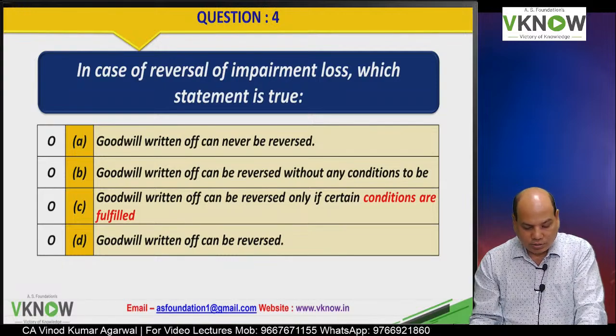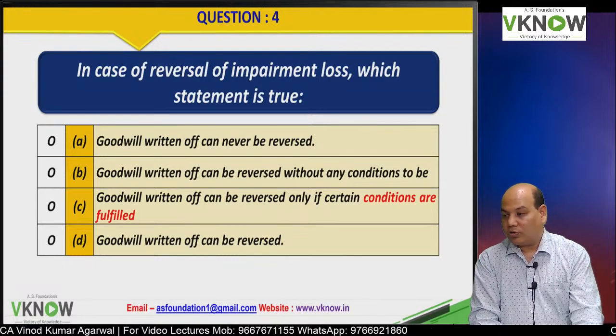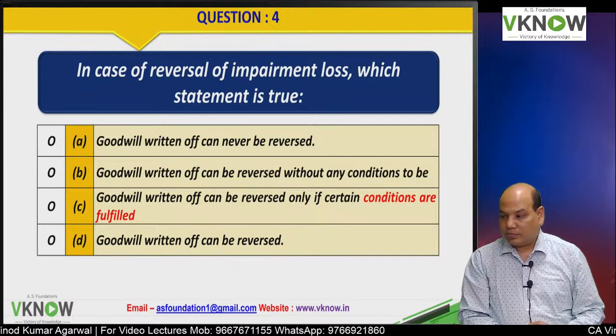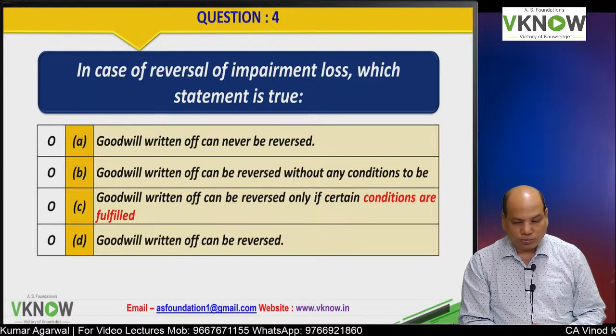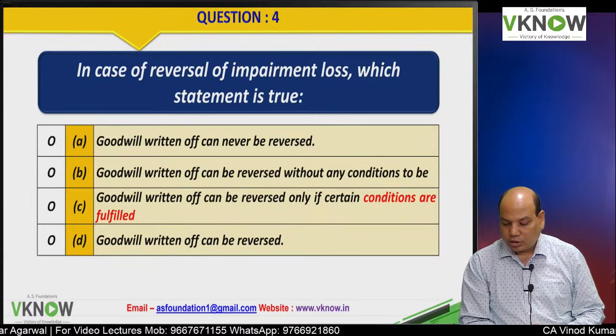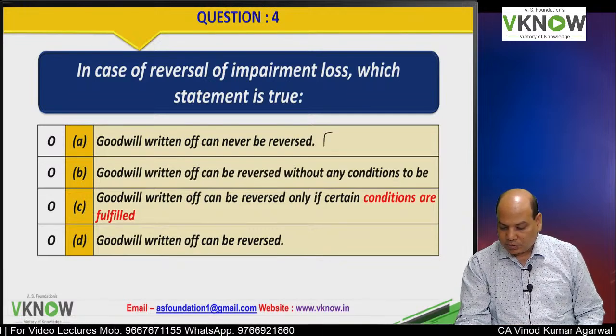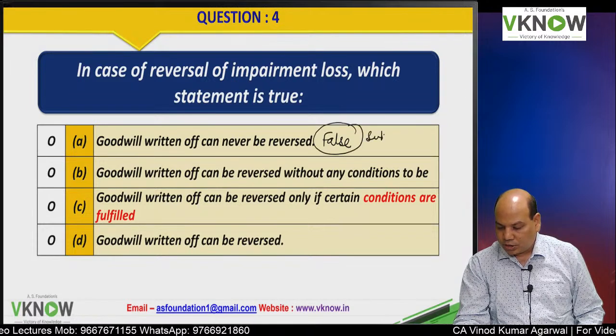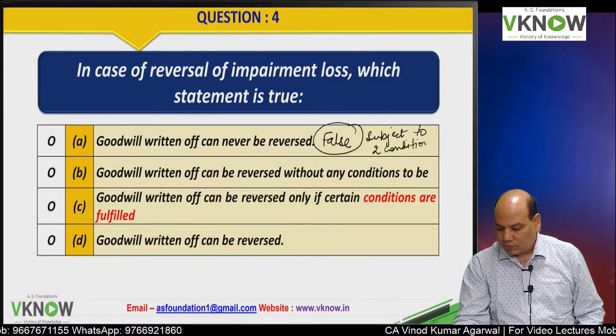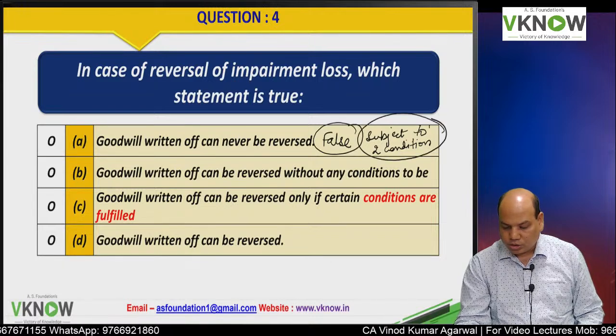Answer C is right. And one more, in case of reversal of impairment loss, which statement is true? Goodwill written off can never be reversed. This is a false statement because it can be reversed subject to two conditions, which is printed in the book. I am not reading it, you can check. Reversal is possible subject to two conditions.